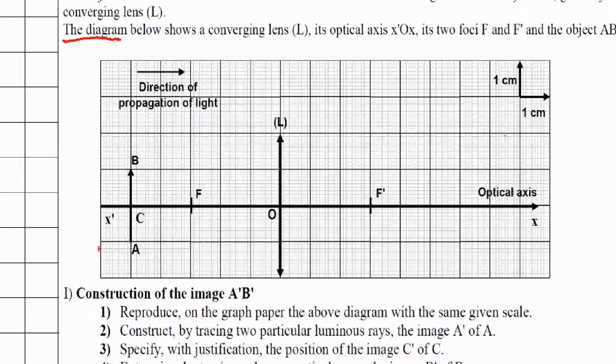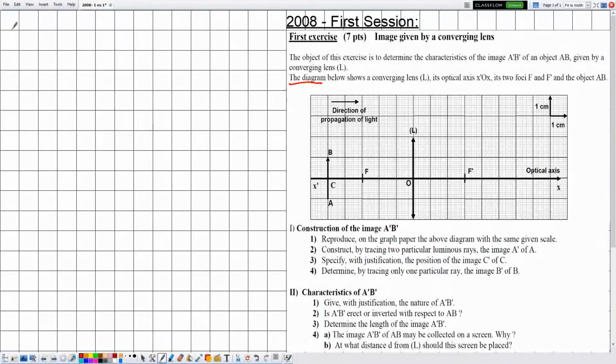Okay, so here in the diagram, we have the optical axis x prime x, and the lens L perpendicular to the optical axis. The direction of propagation of light is from left to right. We have the object AB. Moreover, they didn't mention whether F is the object focus and F prime is the image focus, but because the direction of propagation of light is from left to right, and the lens is a converging lens, then F is the object focus, which is on the left, and F prime is the image focus, which is on the right.